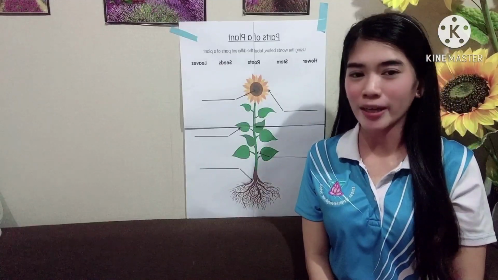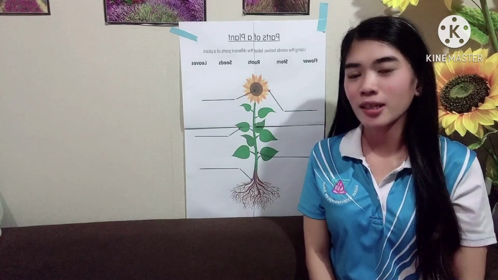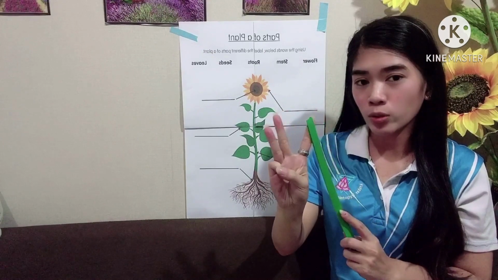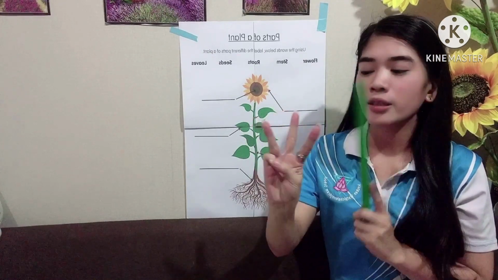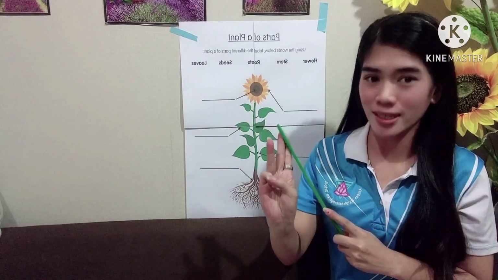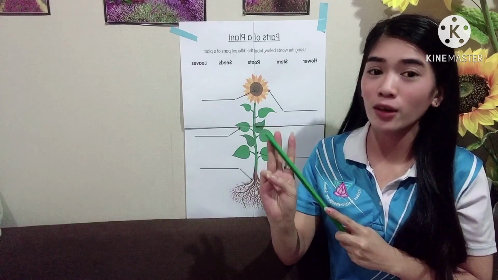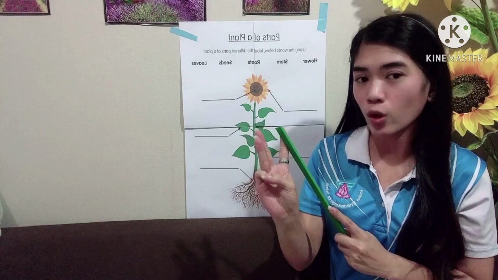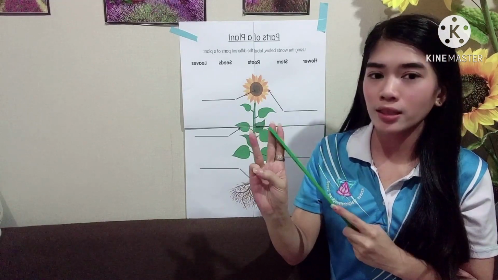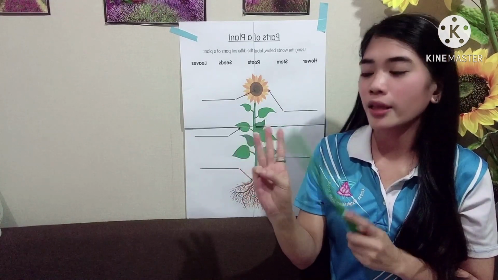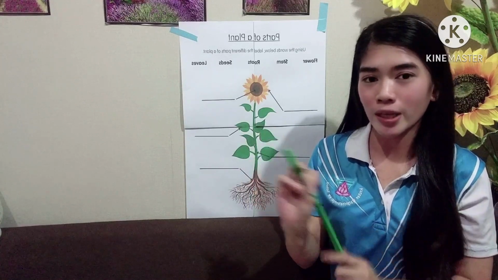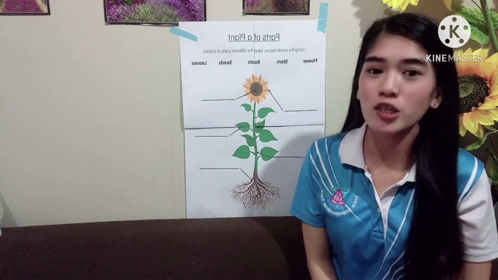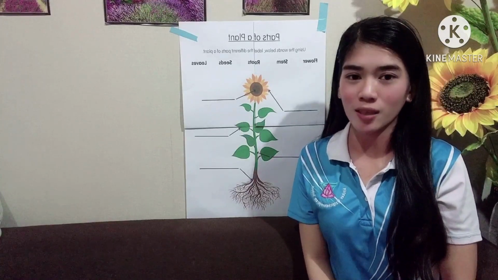So I've prepared an activity for you today. You must have three things: your notebook or your paper, the second one is your pencil, and the third is your eraser. If you have prepared that already, then we can start with our activity.